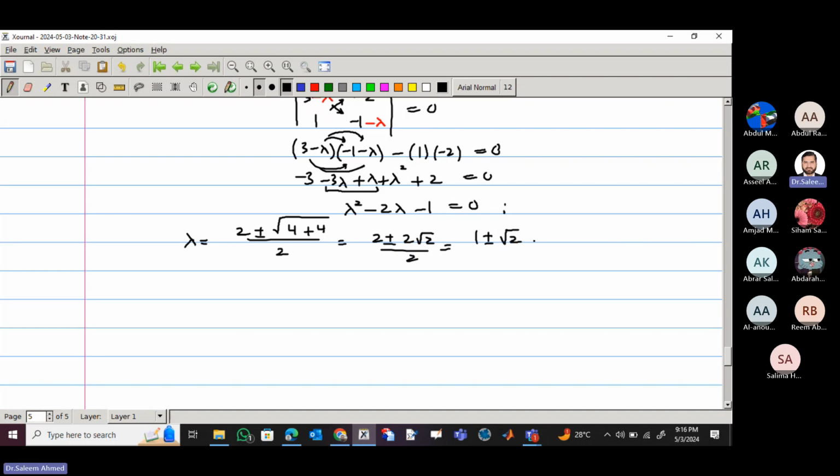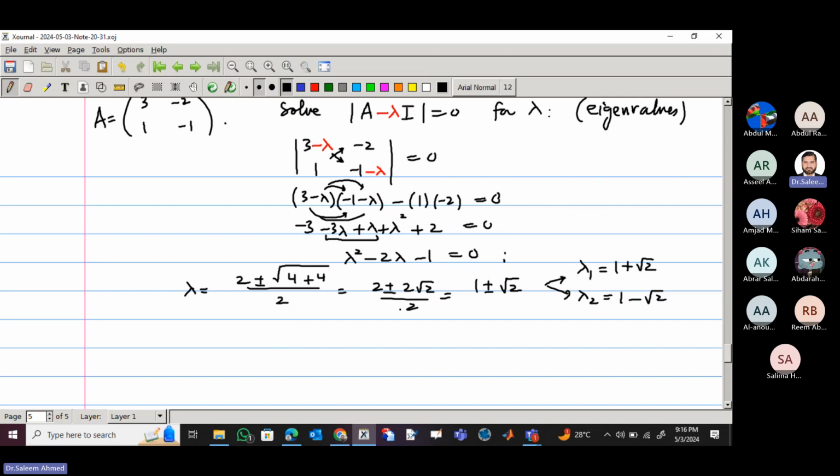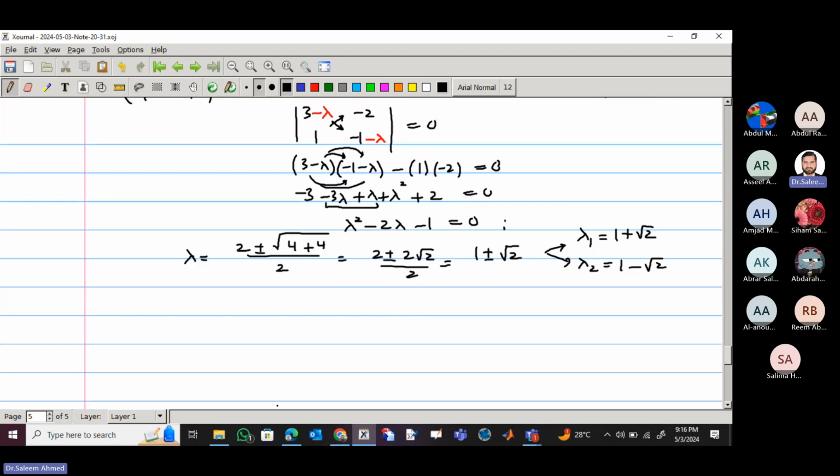So these are two eigenvalues, right? 1 plus and 1 minus. One eigenvalue is lambda 1, which is 1 plus square root of 2. The other eigenvalue is lambda 2, which is 1 minus square root of 2. So these are two eigenvalues. For eigenvectors, this will become a little difficult. So it's not a good example, but they only ask me the eigenvalues, right?